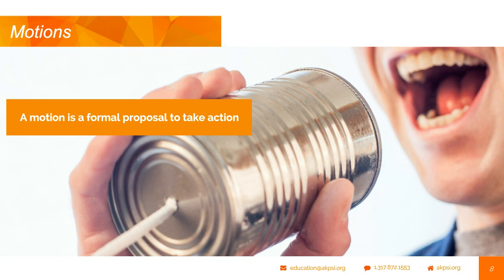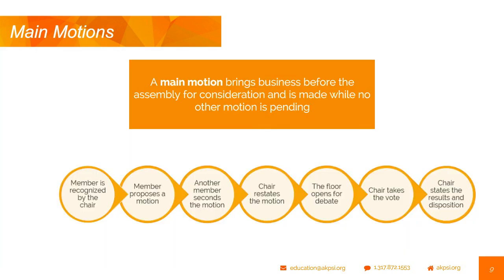The first type of motion that we're going to talk about is the main motion. Main motions are the lowest ranking motions, which means they rank lower than all the other types of motions. We are going to review today main motions, incidental motions, subsidiary motions, and privilege motions. So a main motion ranks lower than all those types of motions. The role of a main motion is to bring new business before the assembly for consideration.